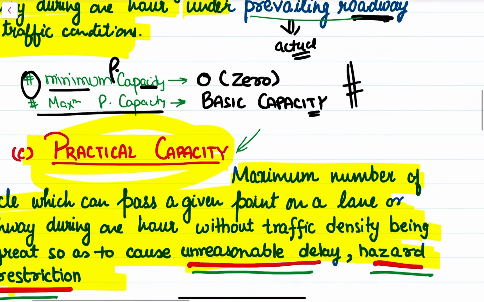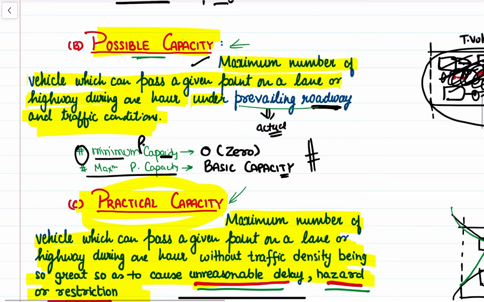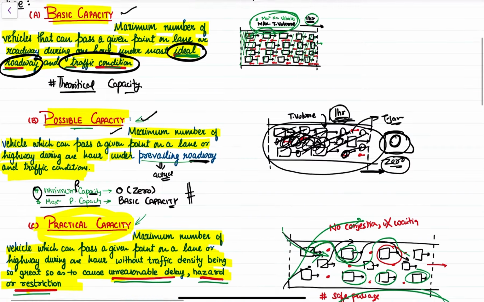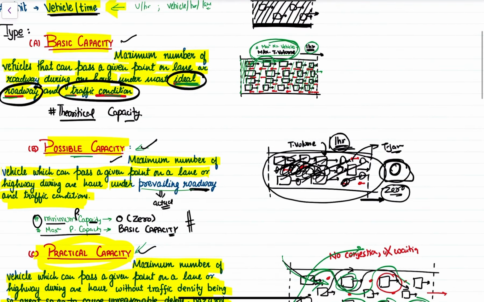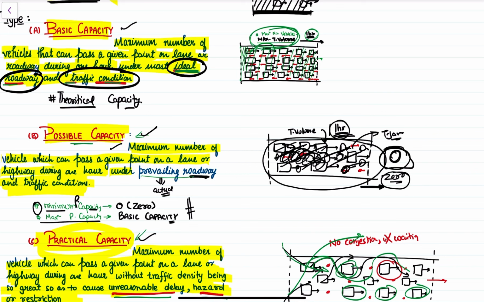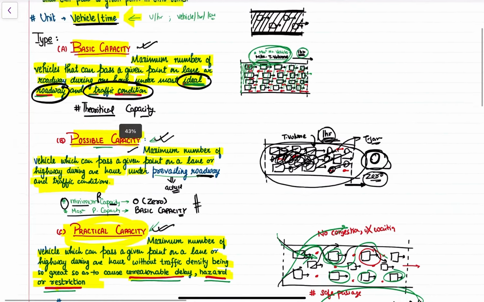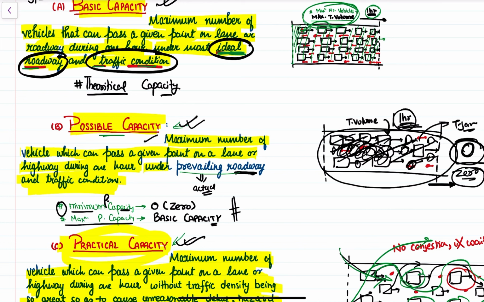Right. Now, again, let me ask you one question. Among the three, we have basic capacity, possible capacity, and practical capacity. Which among these three do you think will be used for the design of the road capacity or the traffic capacity? Pause the video, think about it, put your answers in your mind, and then we'll discuss.